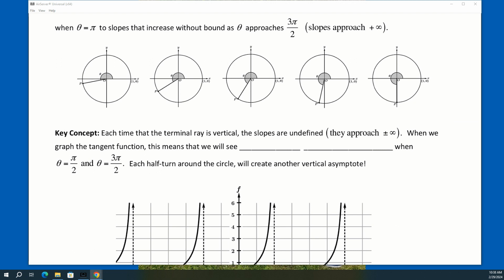When we get to 3 pi over 2, we're at undefined again, and then we just see those same things again until we get back to 0 at 2 pi. Each time the terminal ray is vertical, the slopes are undefined. They're either approaching positive infinity or negative infinity. When we graph the tangent function, this means we'll see vertical asymptotes.